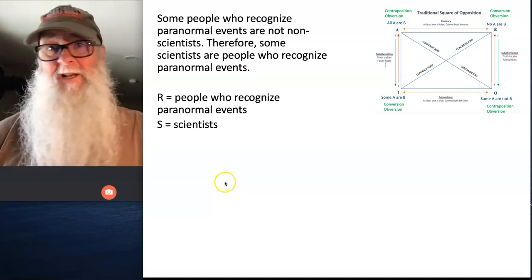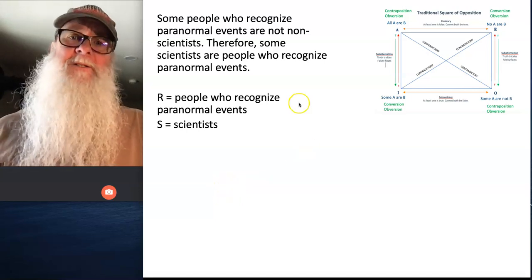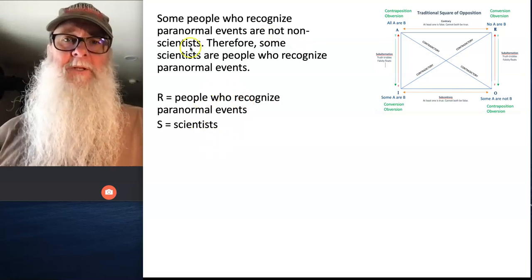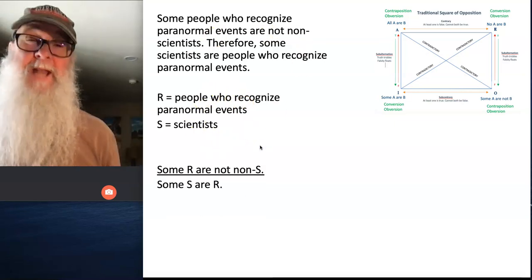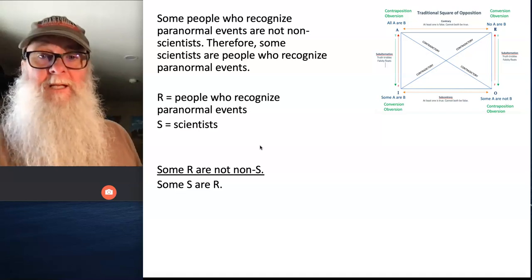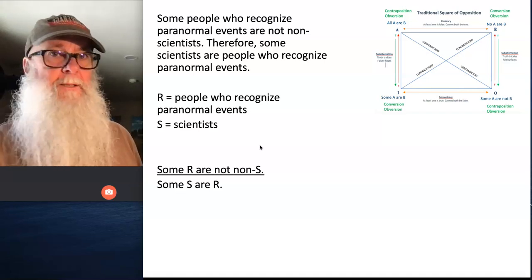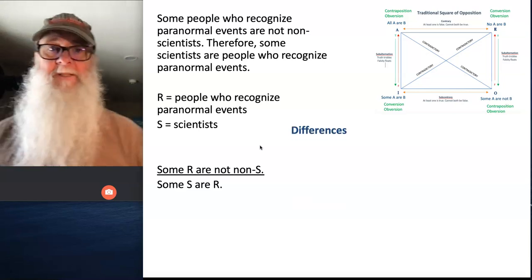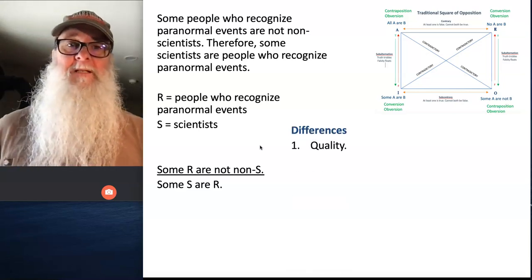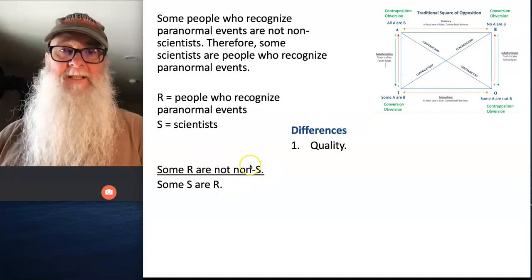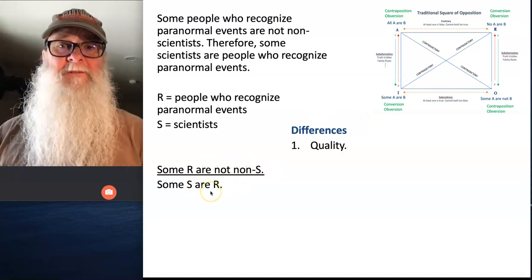I selected R and S. It doesn't really matter what letter you selected, as long as you've got it whittled down to 2 terms that are reflected by this argument. And now we can go ahead and symbolize. Some R are not non-S. Some S are R. We have to catalog our differences. I see a couple. Difference in quality. This premise statement is negative and the conclusion is affirmative.